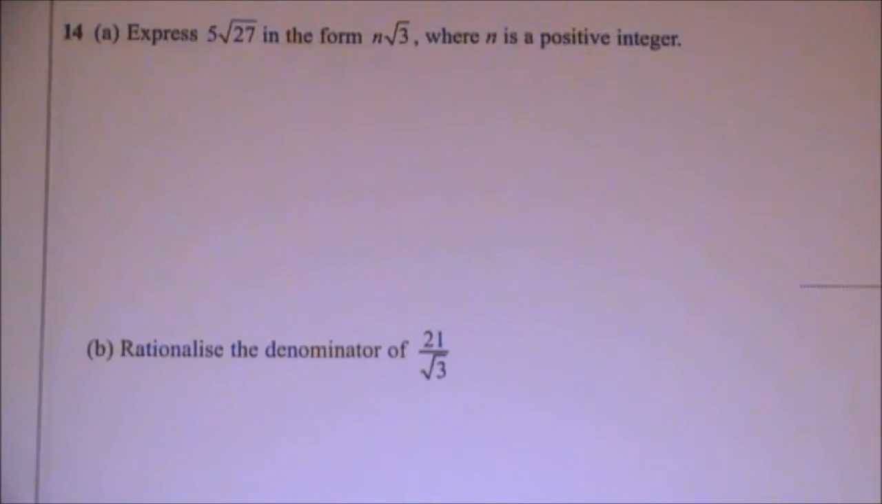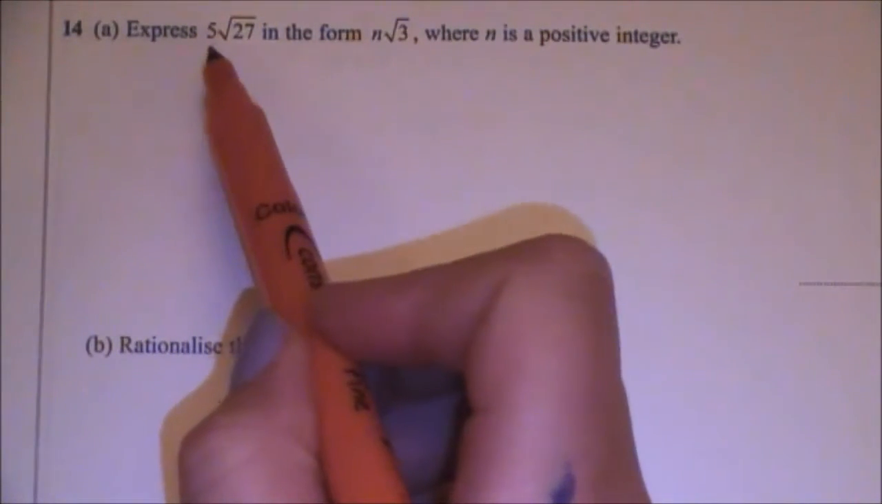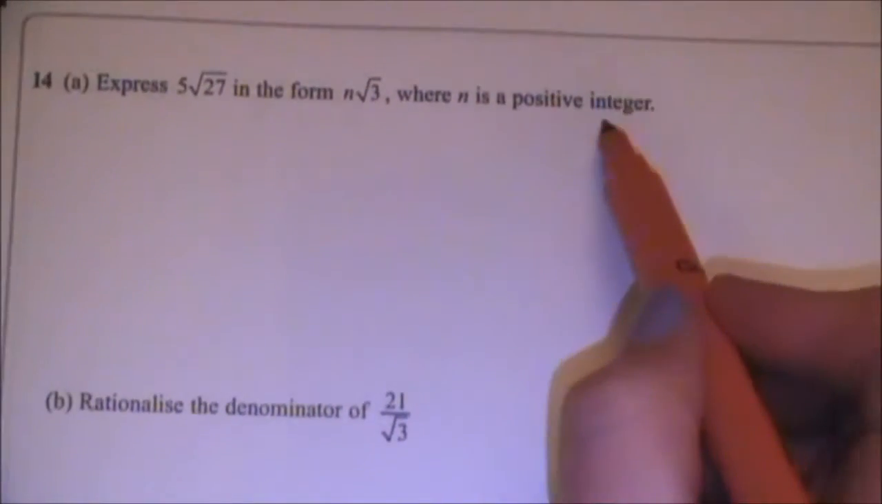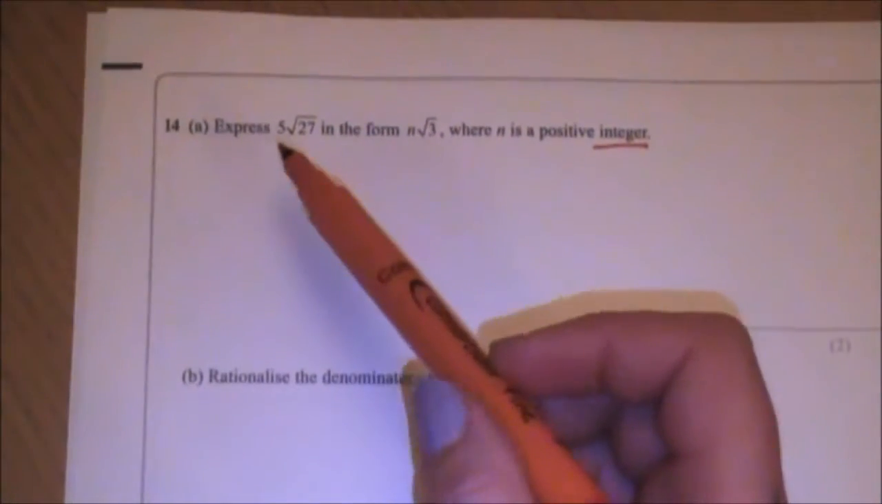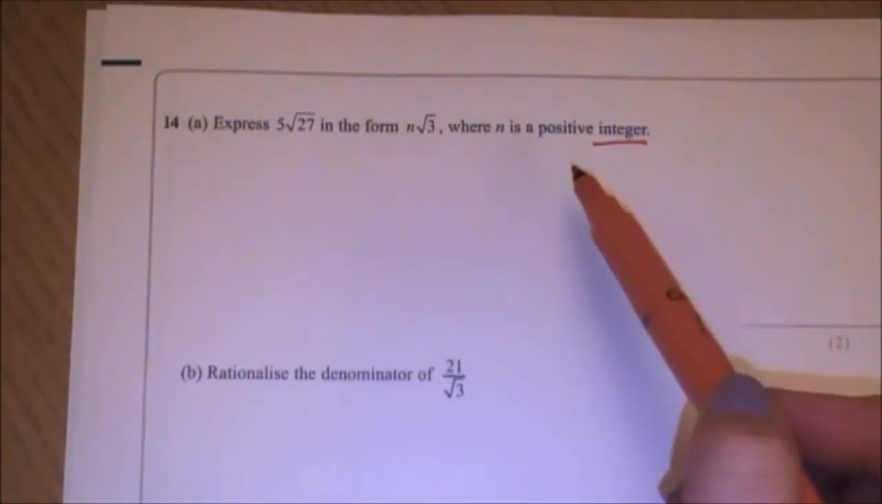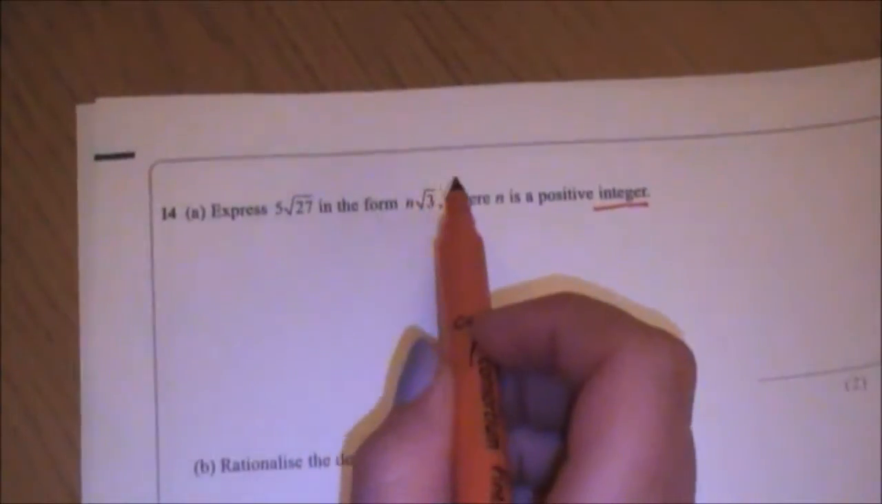Question 14 is a surds question, and most maths teachers I know absolutely love surds because I think that they look so complicated, but they really do follow a very simple set of rules. This is asking me to express 5 root 27 in the form of n root 3, where n is a positive integer. If you are unaware, an integer is a whole number. So we want to express 5 root 27 so that it looks like that, where n is a positive integer.